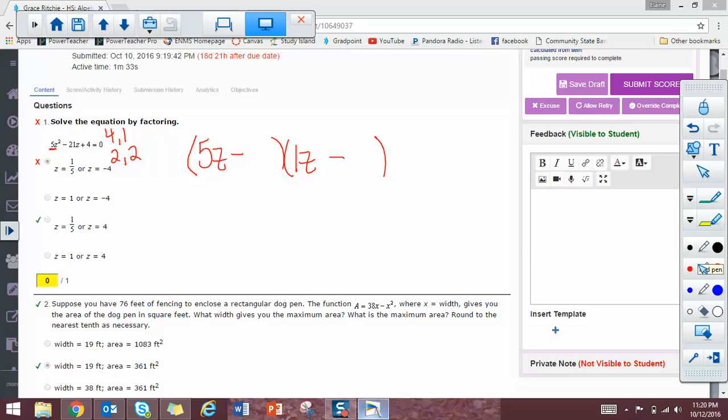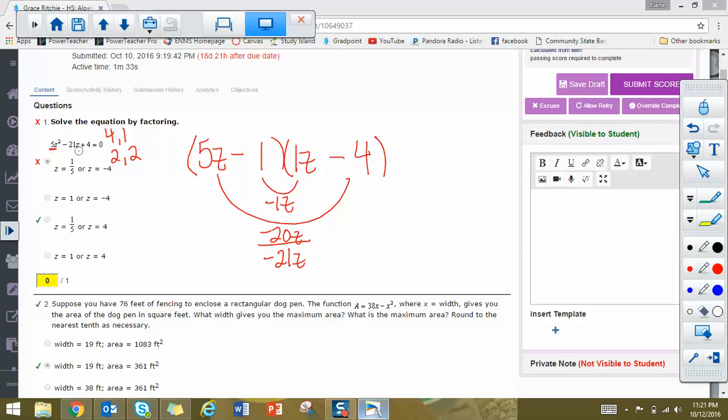So now I'm just going to mess with these factors in the back. 4 and 1 didn't work, so the first thing I'm going to do is just switch them and try 1 and 4. So this gives me negative 1z, this gives me negative 20z, and when I add those together, negative 1 plus negative 20 is negative 21z. That is in fact what I wanted to get in the middle, so I factored this correctly.